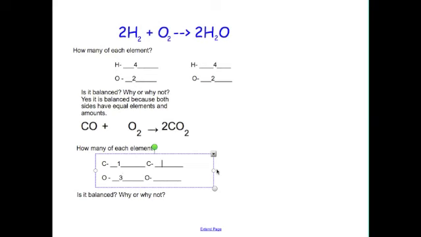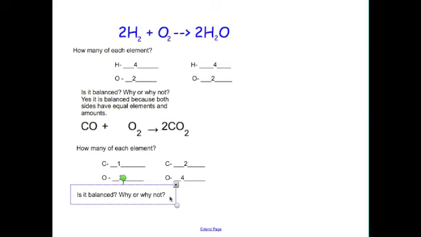I look on this side here. I'm going to stretch this out and move this over. I have 1, 2 carbons because I have two groups of CO2, and no coefficient means 1. And I have 4 oxygens. I look here and I see I got 1 and 2. That's not right. So is it balanced? No. It's not balanced at all.